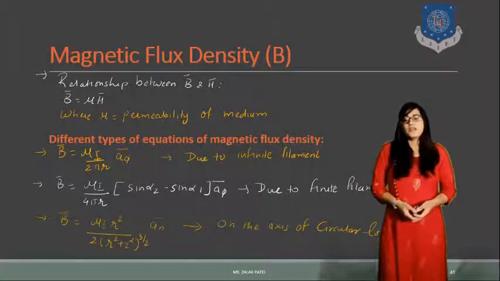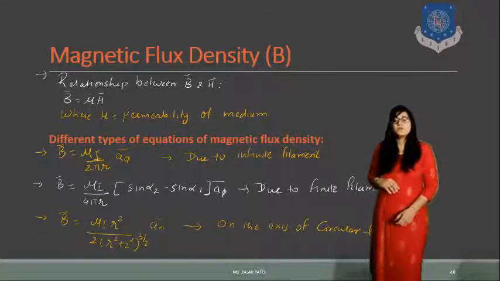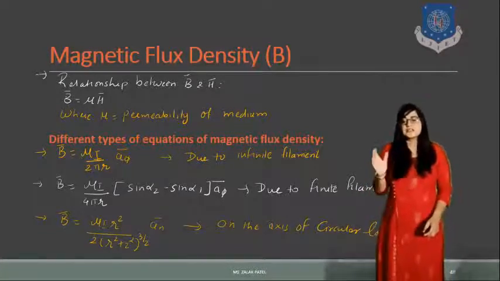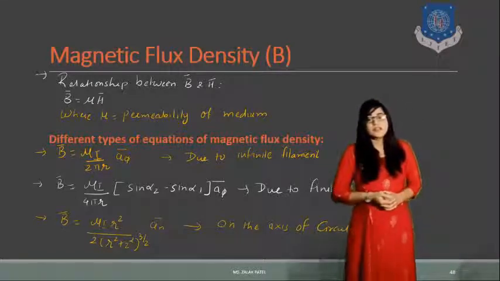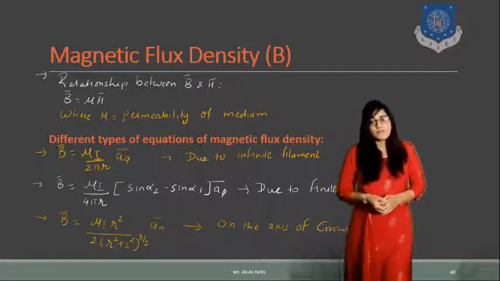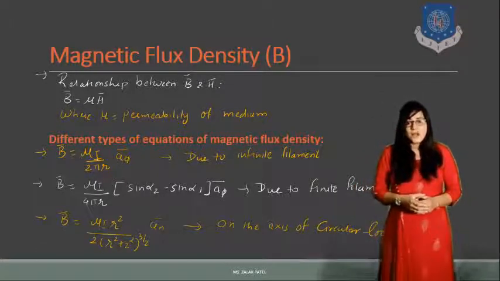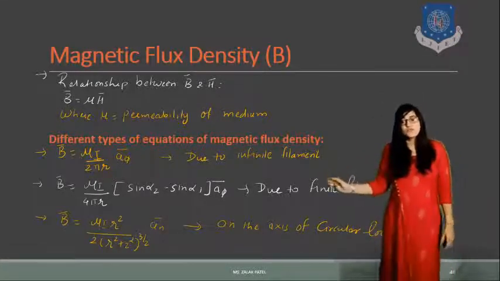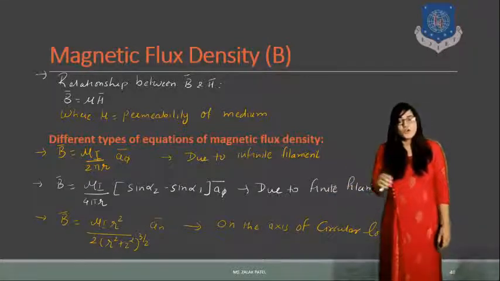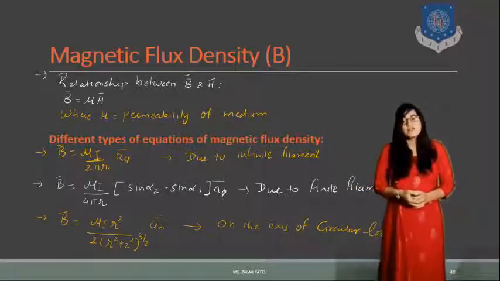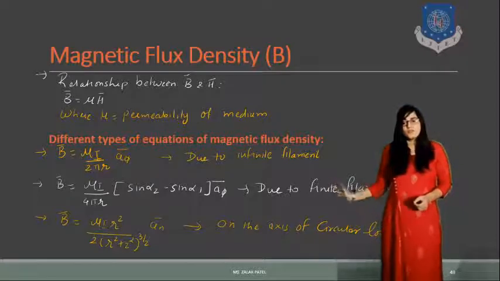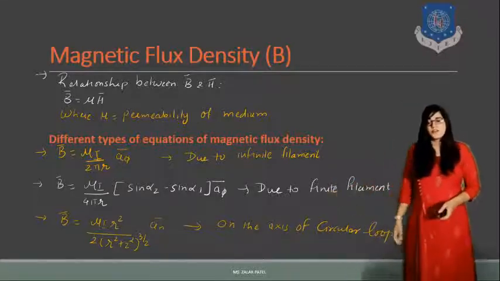In the same way, on the axis of a circular loop, H is I R square upon 2 into R square plus Z square raised to 3 by 2 A N bar. Here you have to multiply it with mu to get B bar. So B bar becomes mu I R square upon 2 into R square plus Z square raised to 3 by 2 A N bar on the axis of the circular loop.